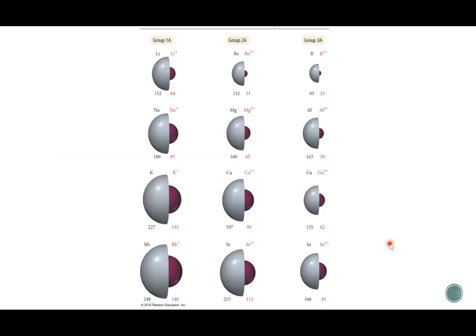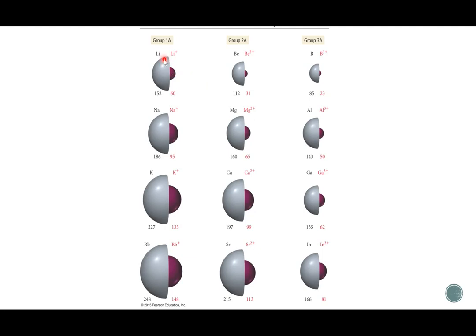The next thing your book talks about before it moves out of this idea of atomic size is, well, what happens when we form ions? I don't love this graphic. I'll show you another one later, but it's the one your textbook gives us, so I'm going to use it. The first ions that we're looking at here are the positively charged ions. So remember, giving away is a positive thing. These are the ones that are giving away electrons.